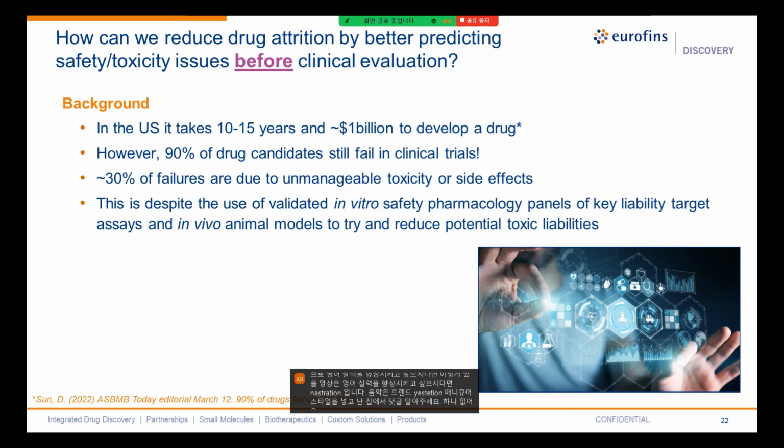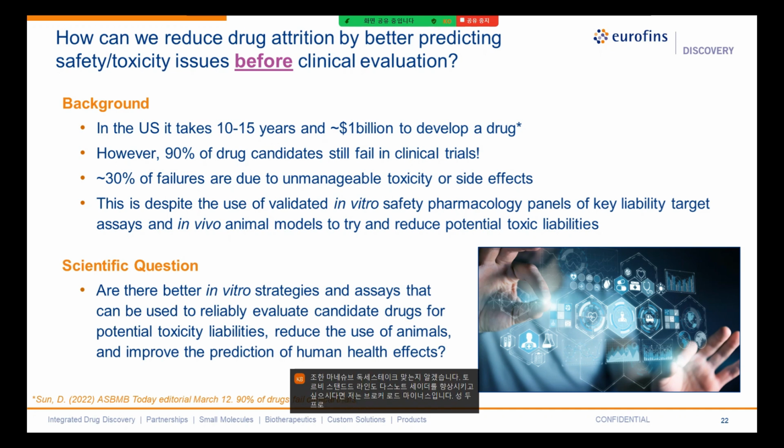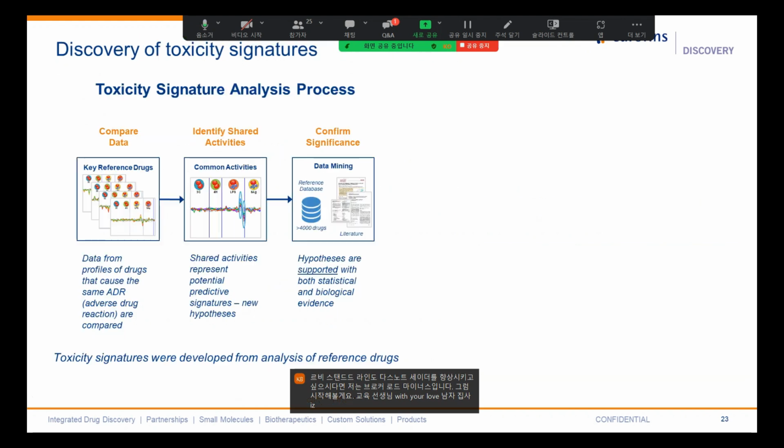And of that 90%, about a third of them fail due to unmanageable toxicity, side effects, or adverse events that were not really predicted from some of the evaluations that were conducted as part of a standard IND package. That's not to say those assays are no good. They're perfectly good assays, but they're very targeted, and they don't look at the broader biology together. So the question then is, can we do something in vitro using cellular assays to better model the effect of drugs and whether they do have a potential toxicity issue?